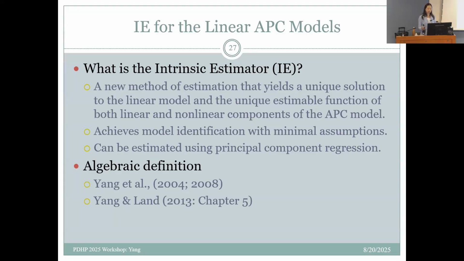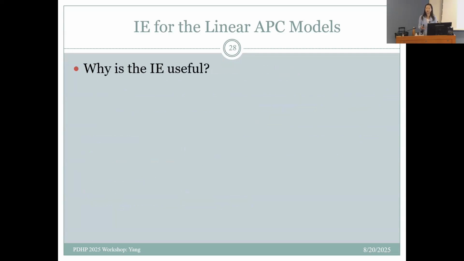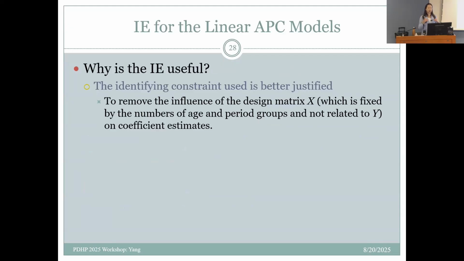The algebraic details and definitions were given before. It takes a whole day to talk through them, so I don't think it's worth it. But I will just talk about the intuition behind the algebra. The reason why the identifying constraint used by this new estimator is better justified stems from a mathematical fact that any other constraint allows the design matrix X to have some non-zero impact on the outcome Y. So what does that mean? The design matrix is fixed once you have your data. It is defined by the dimension of the data, by the number of age groups you have and the number of periods you have. And hence, it does not have anything to do with the random variation in your outcome Y.